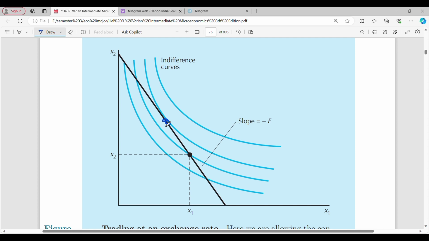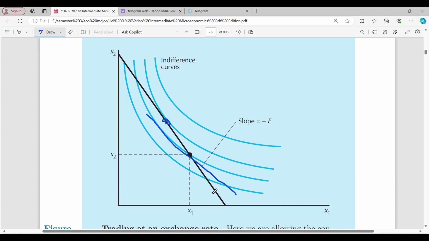And what should happen for this consumer to stay in the same place? He must not go up. The exchange line must be tangent to the IC curve. It must be like this. So the slope of the exchange line, that is minus E, must be the slope of the indifference curve.